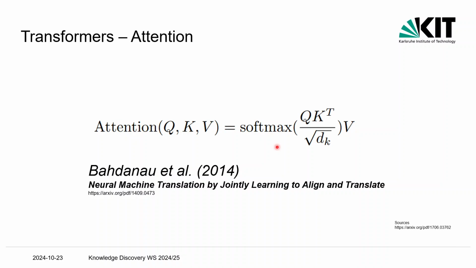Cool. Well, the thing is, this was actually not an invention by the people from the Attention is All You Need paper, but it was already introduced in 2014, a few years prior, in a paper by Bahdanau et al., called Neural Machine Translation by Jointly Learning to Align and Translate, which is pretty cool. But now, let's have a look at this formula, which is very, very important even nowadays.